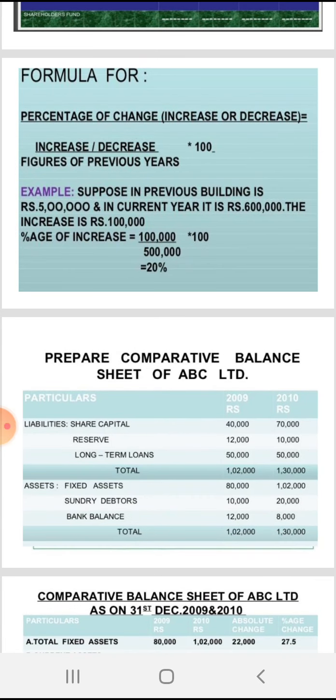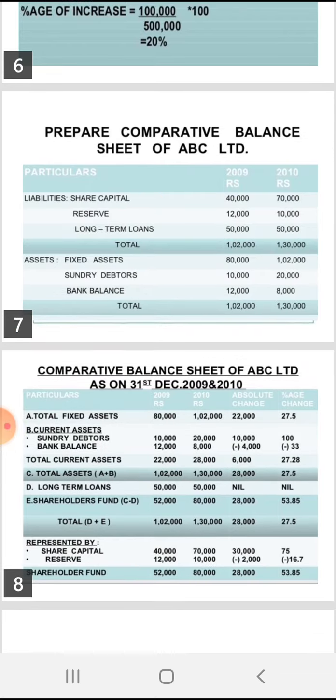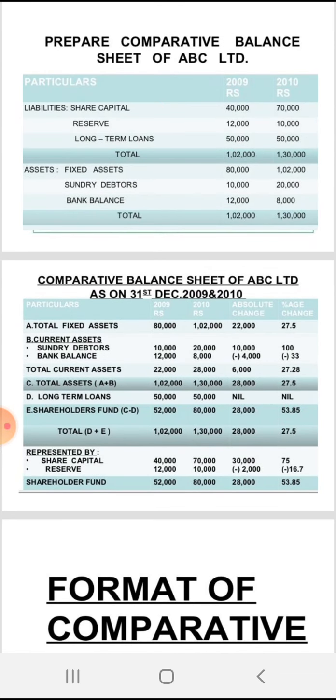And the formula for calculating the change will be increase or decrease divided by previous year's figure into 100. Suppose in the previous year building was 5 lakh and current year it is 6 lakh. The difference is 1 lakh. The percentage will be 1 lakh divided by previous year 5 lakh into 100, that is 20%. Now let us see with the question how it will be prepared.